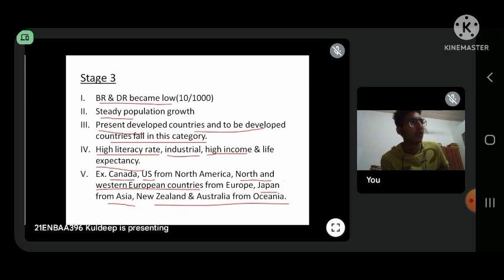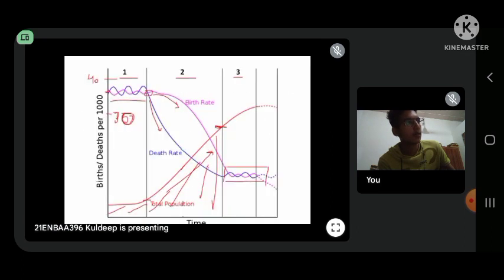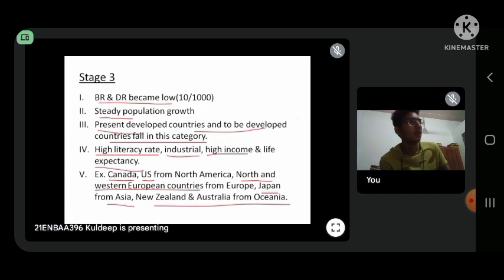So let's again see that the birth rate and death rate are both very low. They are not very high, and the population growth is also steady. So these were the three stages of the demographic transition theory.